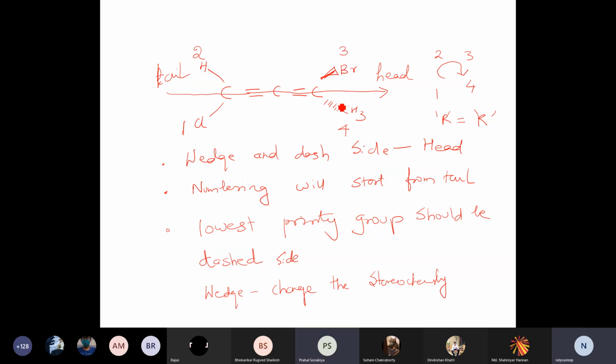Sir, here shouldn't it change from R to S, because H is the lowest one and it's on the opposite side of the dash? That's why I'm saying, please, for H I have not designated any stereochemistry.